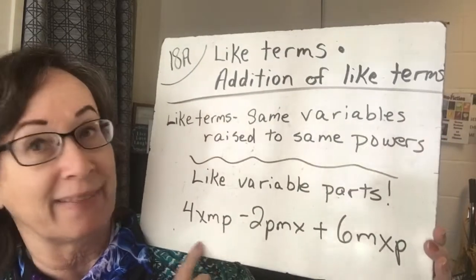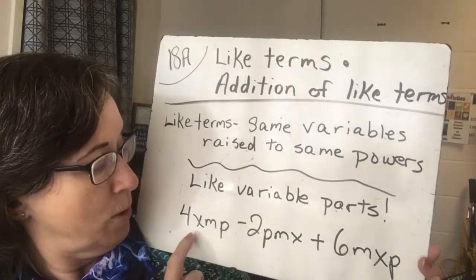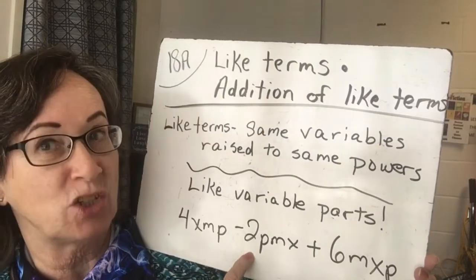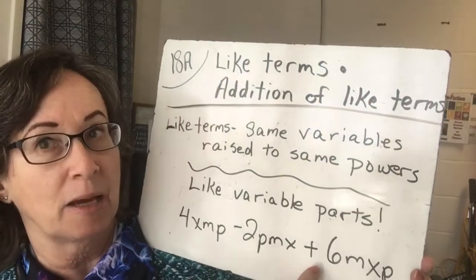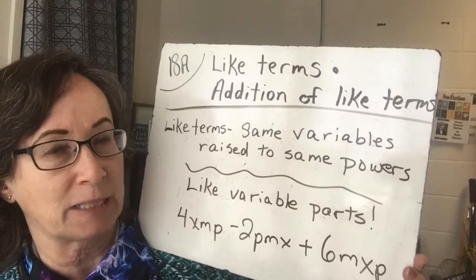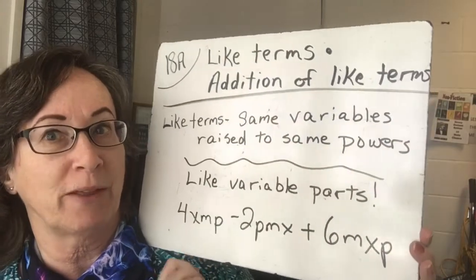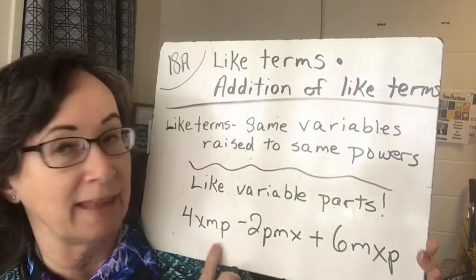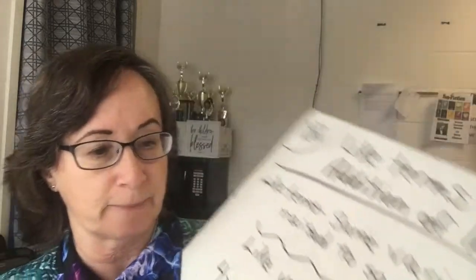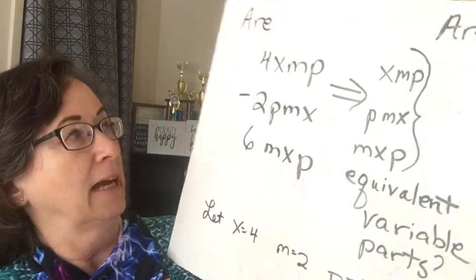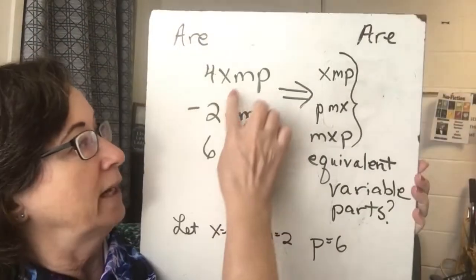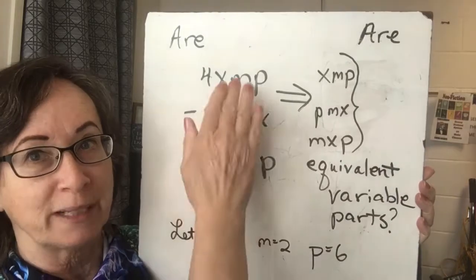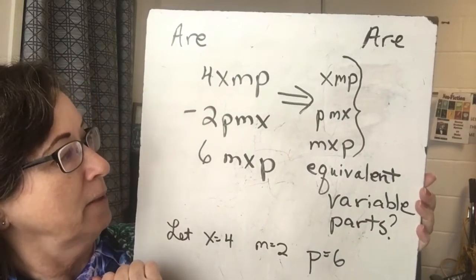So we're going to look at this problem right here: 4xmp minus 2pmx plus 6mxp. And we're going to think about whether these have the same variable parts, which would make them like terms. Okay, so here I've written down each one of these terms. I've written them vertically so we can talk about them.